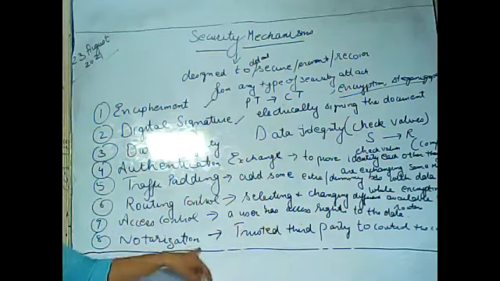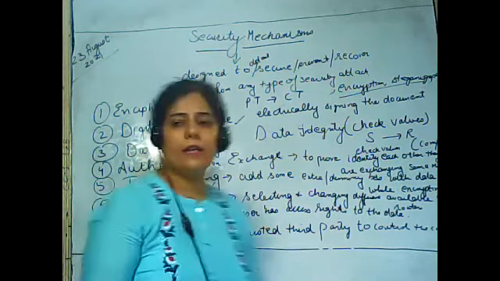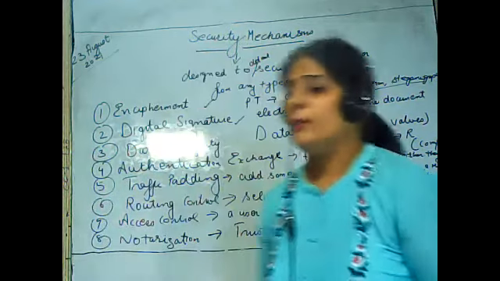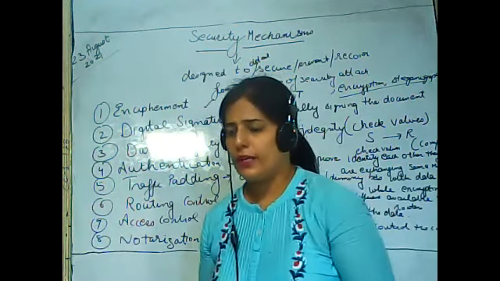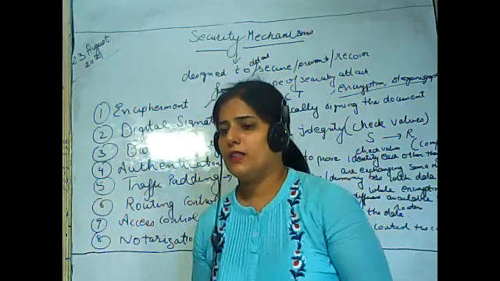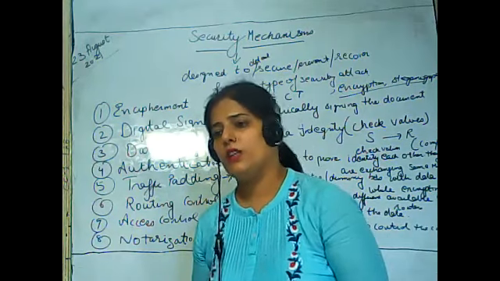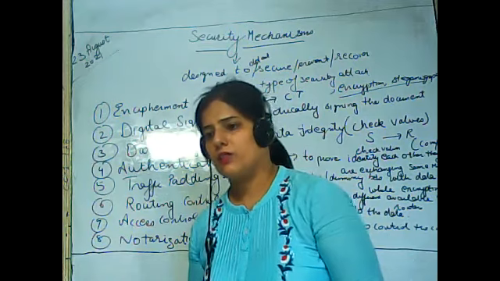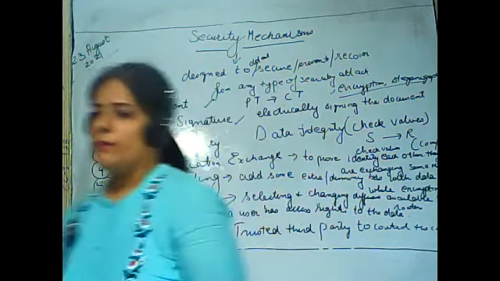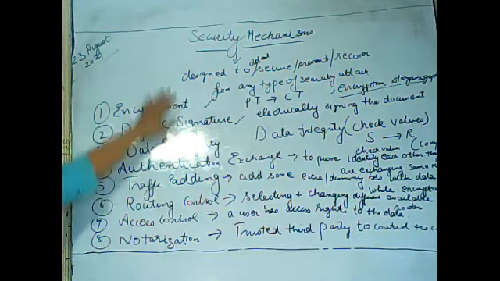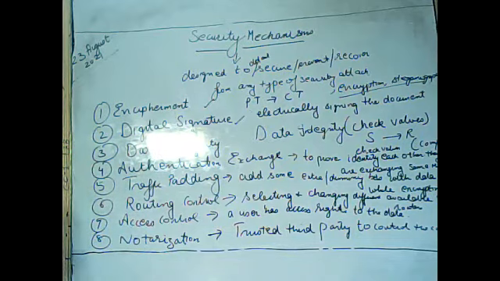And next is the notarization, in which we have the trusted third party that will confirm that both entities are true identities, and it will help us in the right transmission between the two ends, that is the sender and the receiver. So I hope you are clear with this particular security mechanism. And now we will move further to another topic.